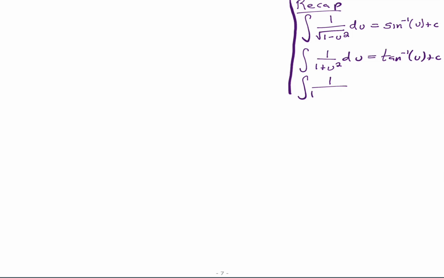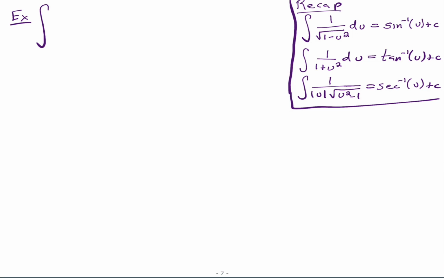And 1 over u times square root of u squared minus 1. Inverse secant, that's right. Okay, so these three are important to know. So then, for example, let's say you have the integral of 1 over 1 plus 4x squared dx.